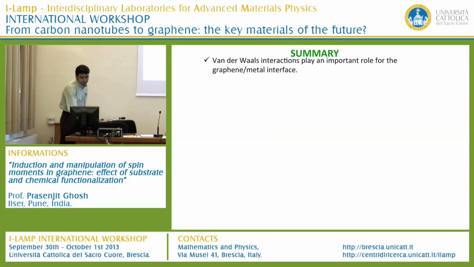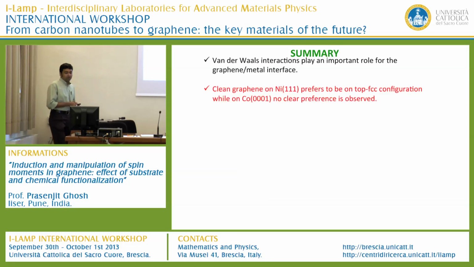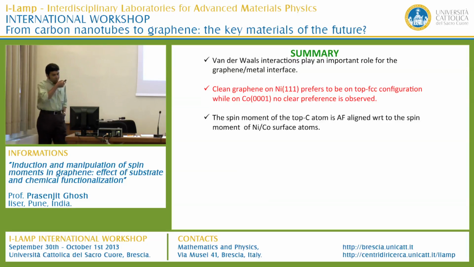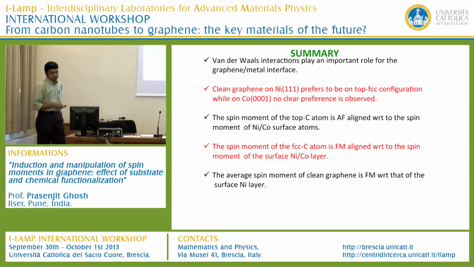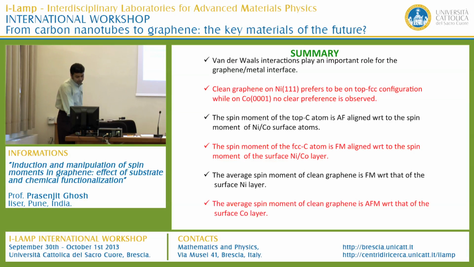So the summary of this part is that van der Waals interaction plays an important role for the graphene metal interface, and in order to describe these systems within the theoretical framework, one needs to explicitly take into account the van der Waals interaction. On clean graphene on nickel 111, it prefers the top FCC configuration, while on cobalt there is no clear preference. The spin moment of the top carbon atom is antiferromagnetically aligned with respect to the spin moment of the nickel and cobalt systems. For the FCC, it's a ferromagnetic alignment, and the average spin moment of clean graphene is ferromagnetically aligned with respect to that of the surface nickel layer, while it's antiferromagnetic with respect to the surface cobalt layer.